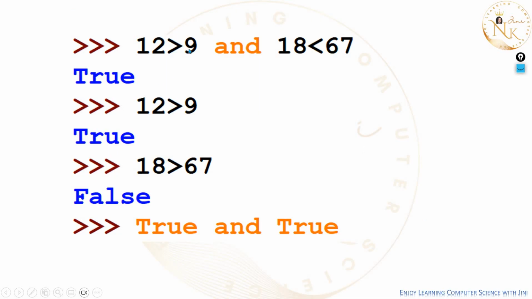Now, you can see 12 greater than 9. Yes, 12 is greater than 9. So, the output is true. 18 less than 67. Yes, 18 less than 67 is true. Okay, I changed the question. I'm sorry. This is true. This is also true. So, true and true is true.